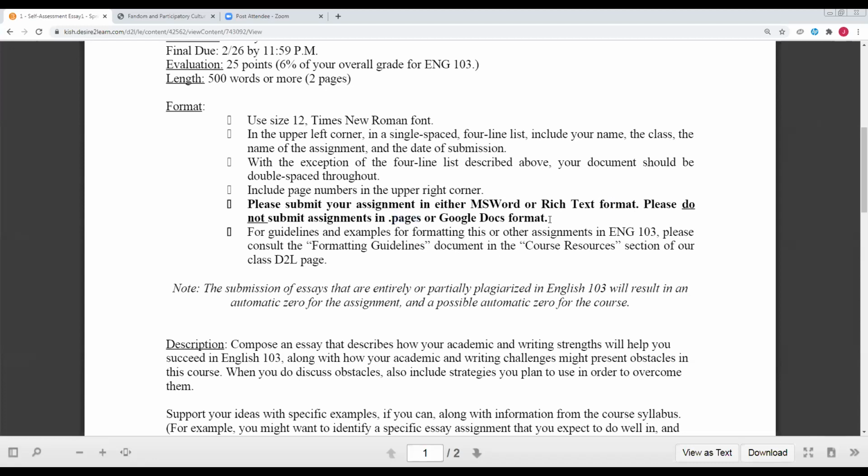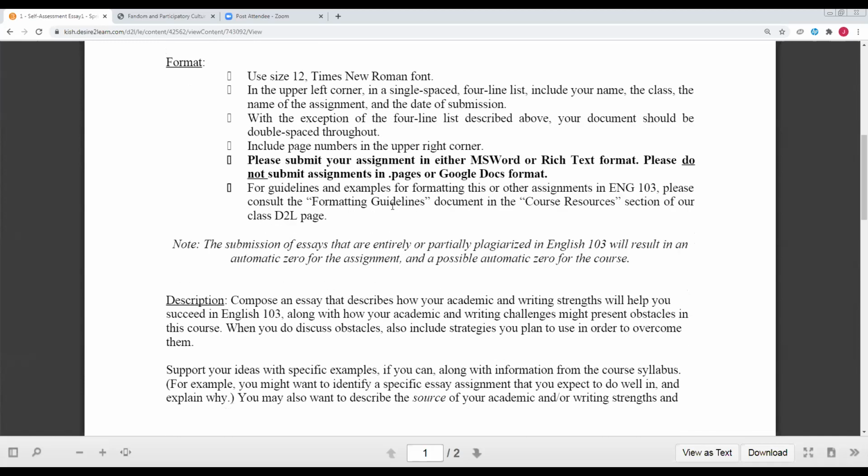Google Docs format, you can do it if it's an emergency situation. But make sure that you give me enough time to view the information if you're going to share it via Google Docs. Now, for guidelines and examples to format this or other assignments, please consult the formatting guidelines document. It says course resources, but it's actually in the announcements section.